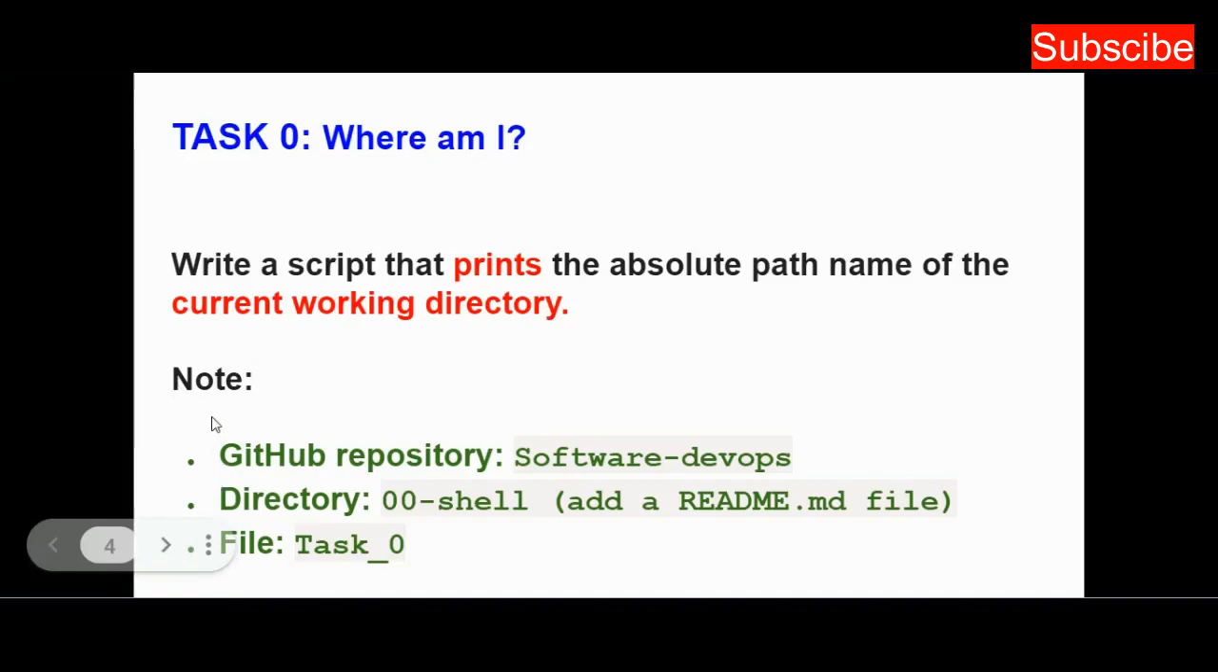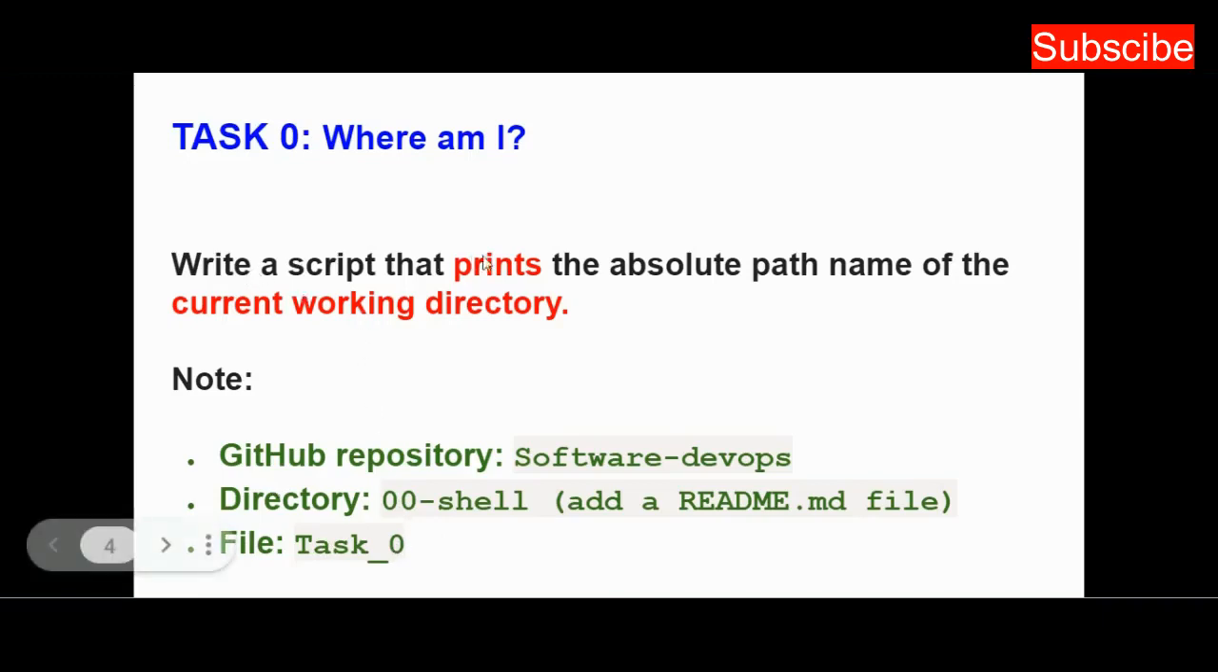Number one, we have to push this script, or whatever we do, into a GitHub repository known as software-DevOps, and you have to make your solution be in a directory 00-shell, and you add a readme file to that, and the name of the file where you put your script is going to be task_0.